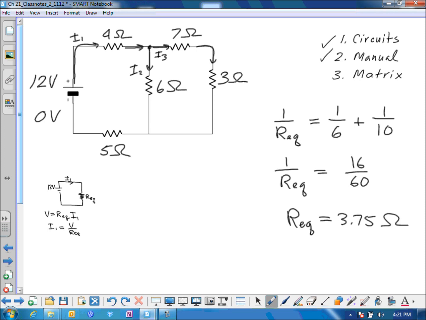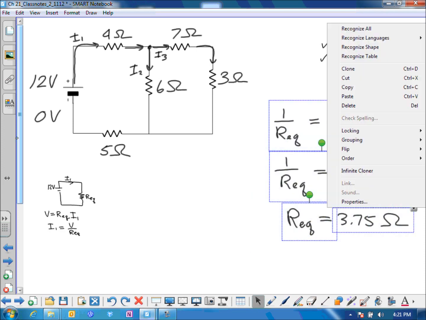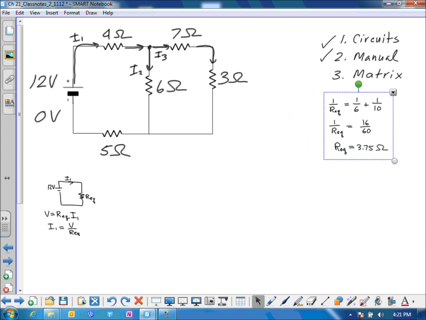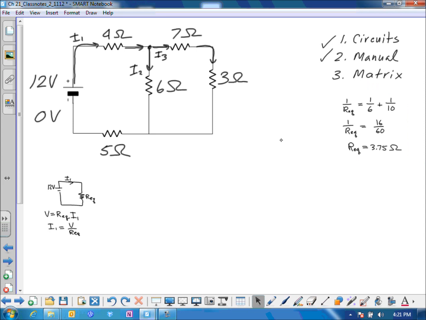Okay, I'm going to shrink that up so we have more room for calculations. We're going to group it and shrink it. So we found the equivalent resistance now of the parallel branch of the circuit.